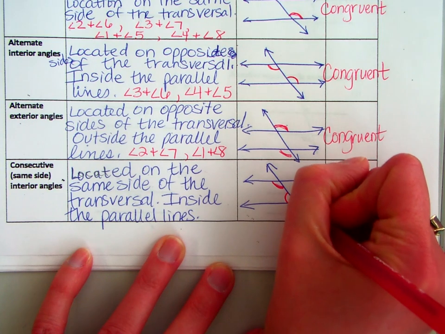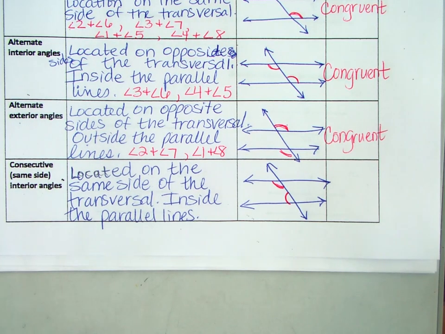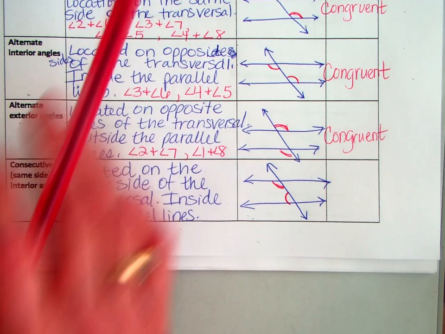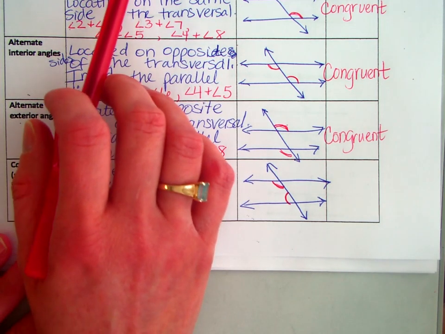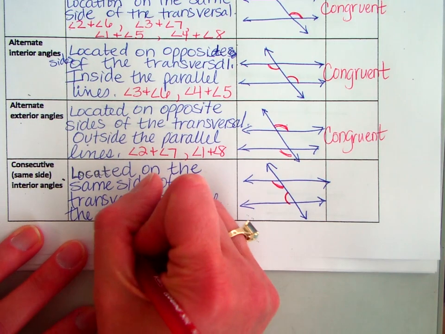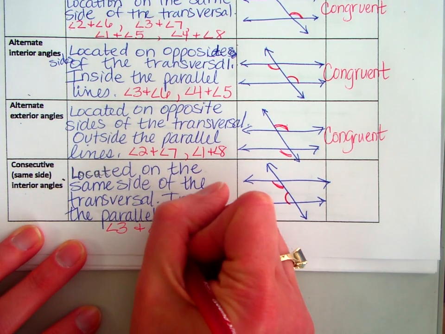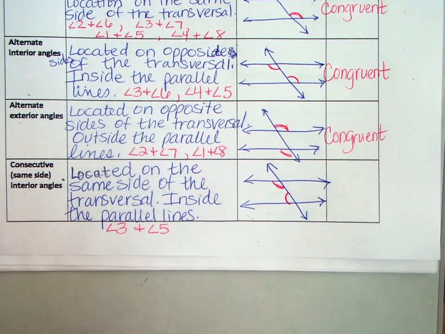So like from our diagram up above, 3 and 5 would be a pair. Angle 3 and angle 5. And then there's one more set of consecutive interior. Drake? Good. Angle 4 and angle 6.